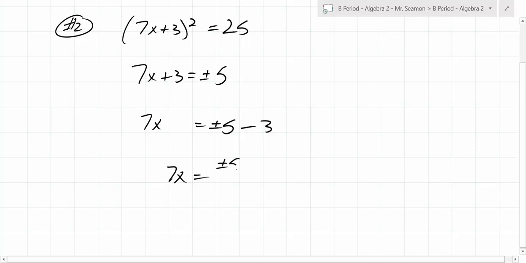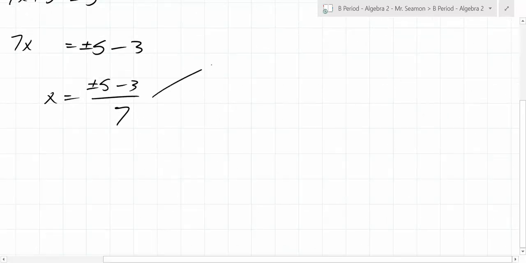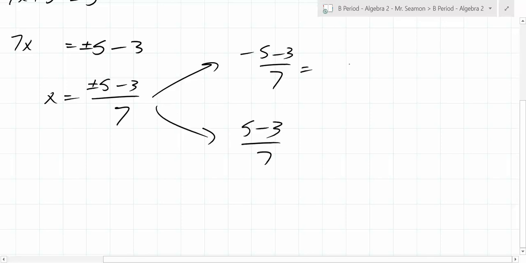Plus or minus 5 minus 3 all over, I don't know why I'm writing that 7 again, over 7. Now how many answers is that? 2. So there are 2 answers. First there's negative 5 minus 3 over 7, and then there's 5 minus 3 over 7. So that's going to be negative what? 8 over 7 and 2 over 7. There are 2 answers.